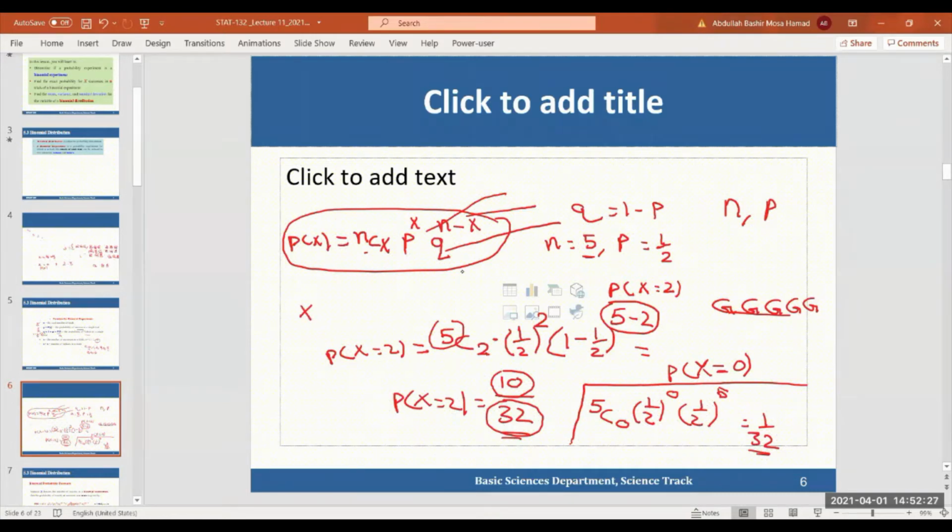X distributed binomial, B-I-N, with what? With n and p. We have to know n and p. We write it like this: X distributed binomial with n and p.